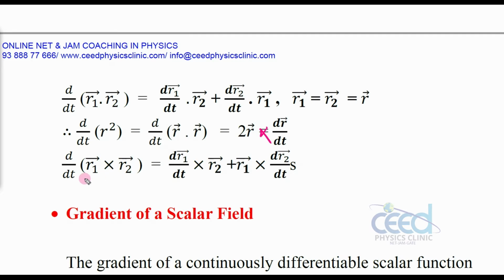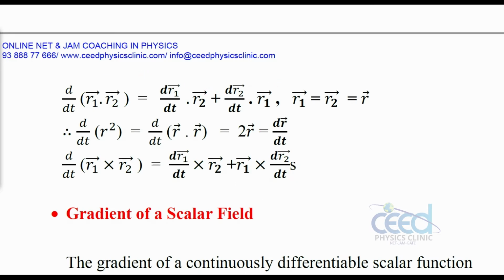Similarly, the cross product you can write as dr1 by dt cross second plus first cross the differential of second. Here there is an error. You can't reverse this order because a cross b is not equal to b cross a; keep that in mind. But the dot product you can interchange because a dot b is equal to b dot a.